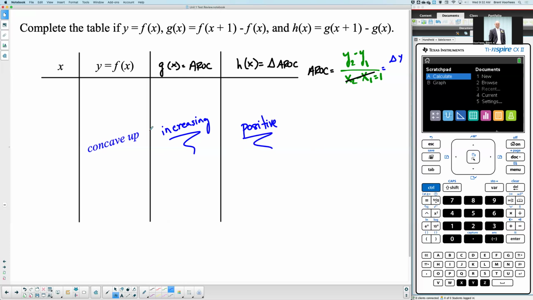So the rule was, if a function is concave up, what does that mean about its AROC? Increasing. Does it have to be positive? Does it have to be negative? It could be either one. It could be both. But the AROC must be increasing. And what's always true of delta AROC? Positive.